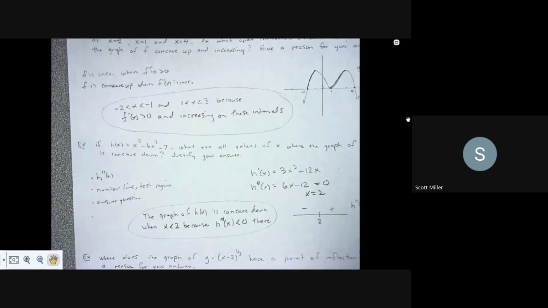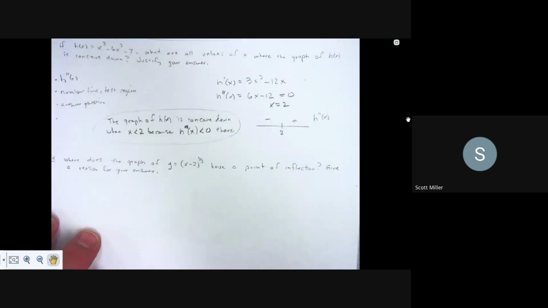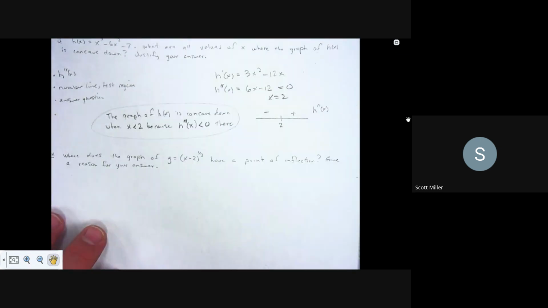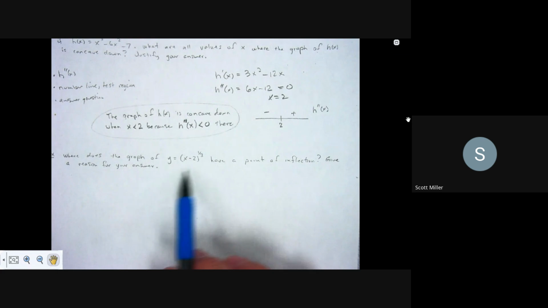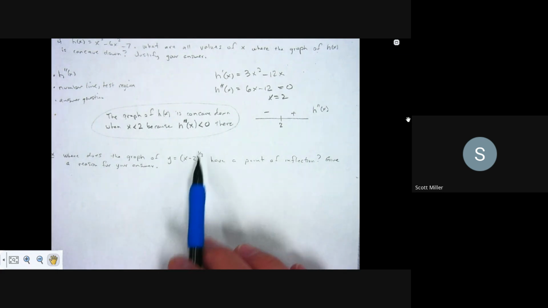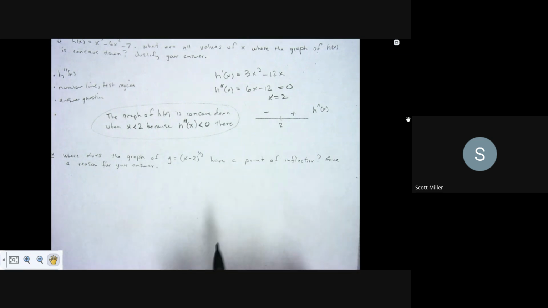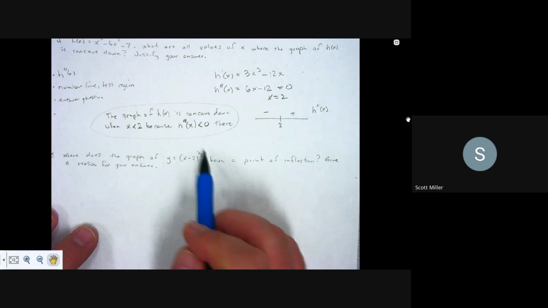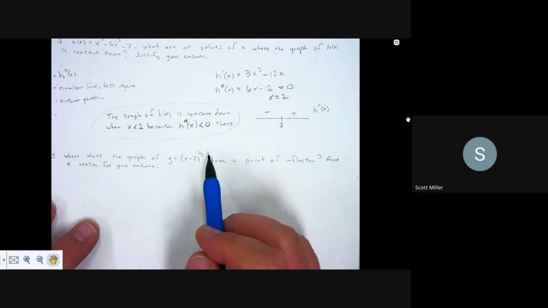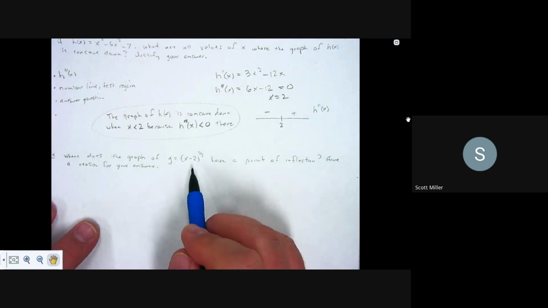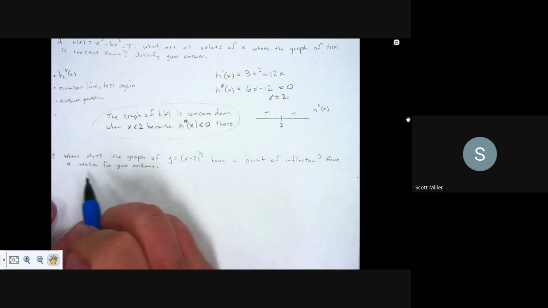All right, let's see. Let me move this so you can see it. Where does the graph of y equals (x minus 2) to the 1/3 power have a point of inflection? Give a reason for your answer. Since I am given this function, I can use the derivative approach, which means I'm going to find the first and second derivative.